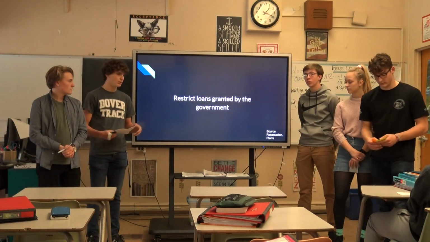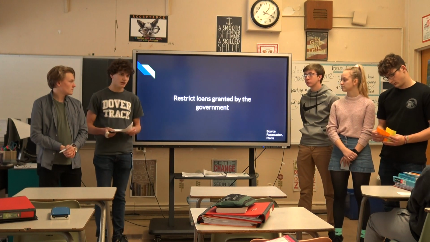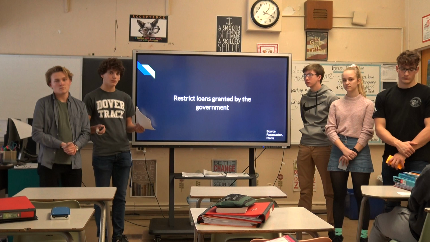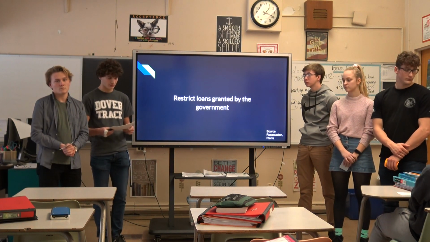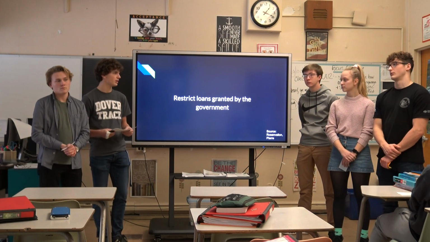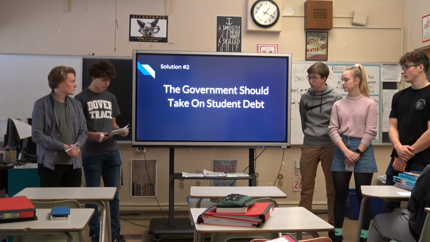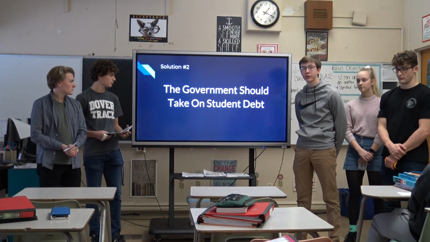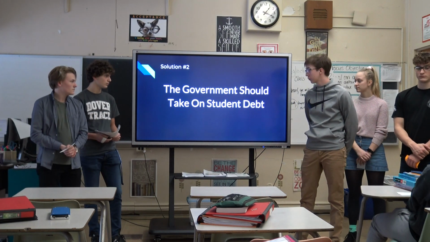So the second part of this governmental reform that we had was to restrict the loans granted by the government. We believe that by restricting the size and amount of loans granted by the government, it will slow the rapid inflation of college tuition that we've seen in the past 30 years. Another solution to the problem would be to lift the outstanding student debt off of the graduates and workers and hand it over to the federal government.